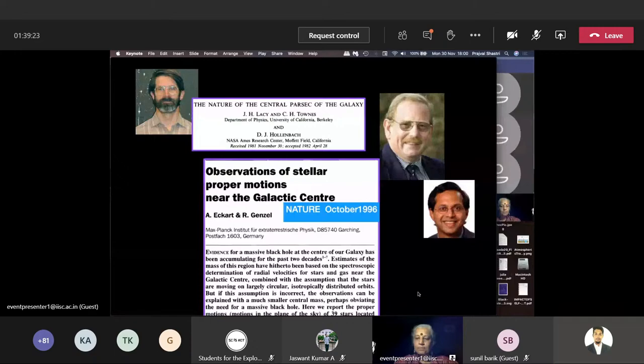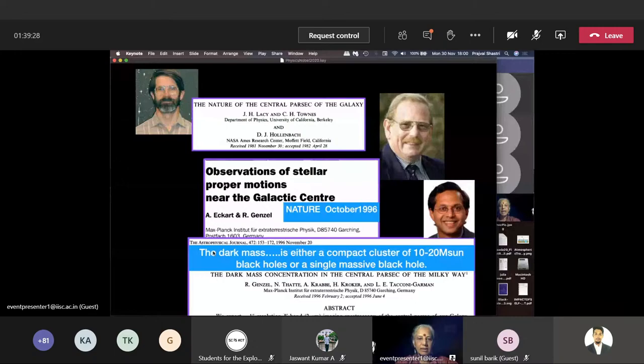This is the statement they actually made in the paper. The dark mass is either a compact cluster of 10 to 20 solar mass black holes or a single massive black hole. So there was still some ambiguity in their results.